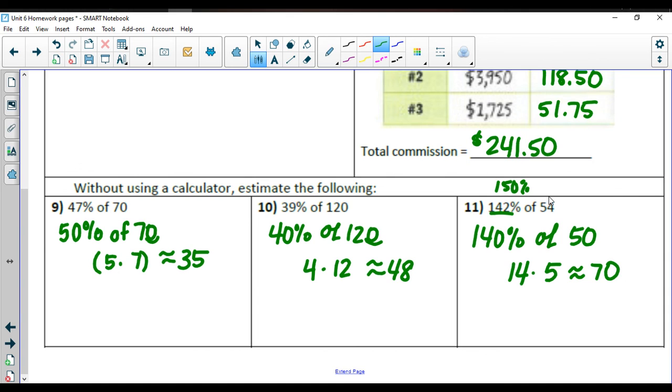But again, like I said, all those estimation ones are going to be relatively different, but those are just some examples of what you could do. That's it then for lesson 6.2.